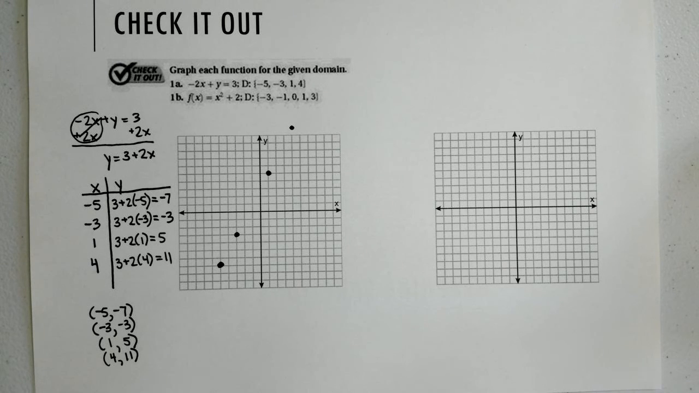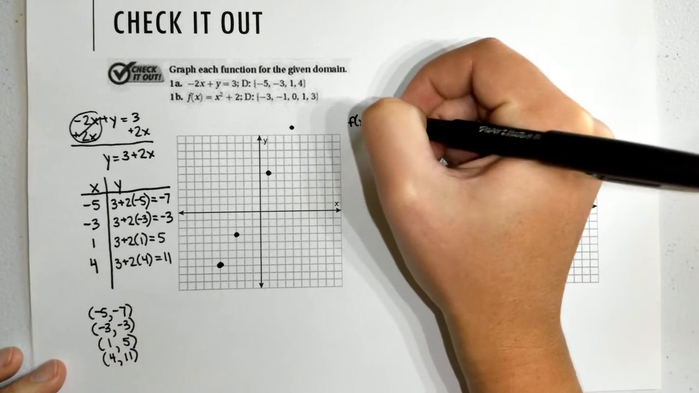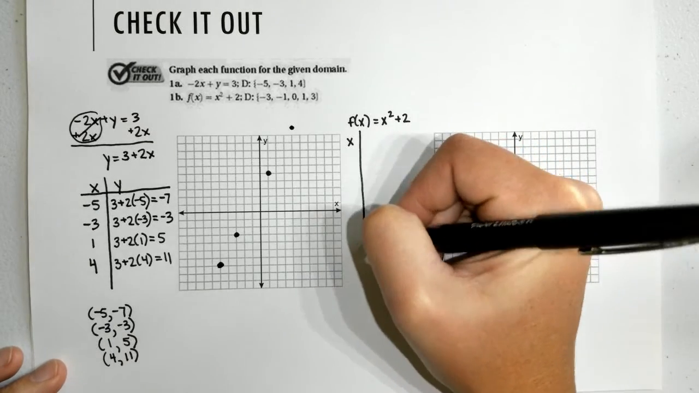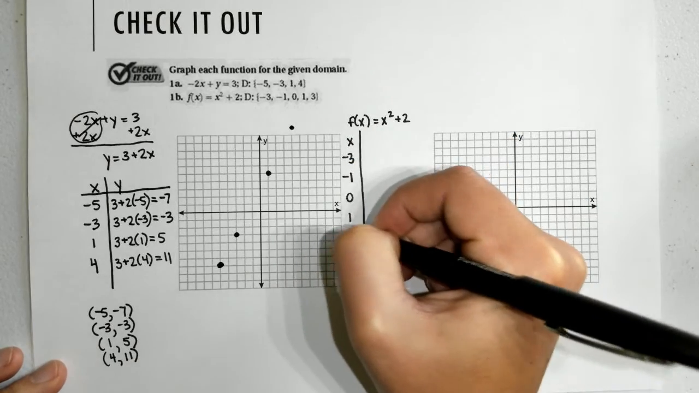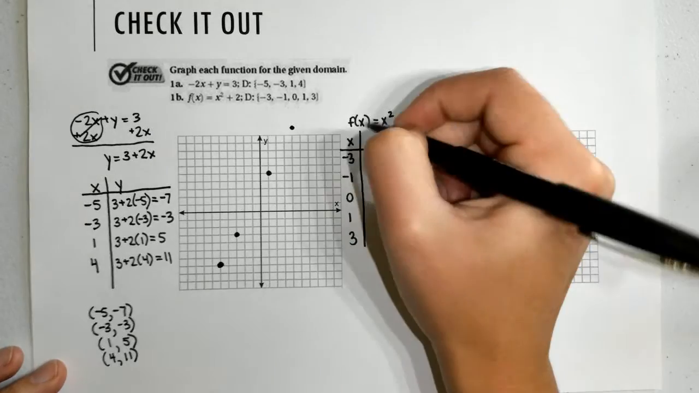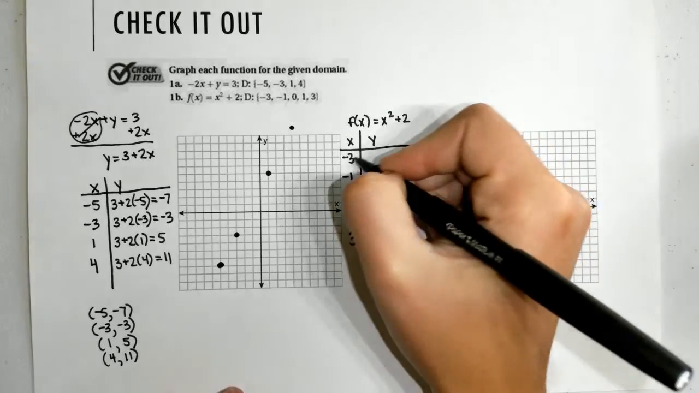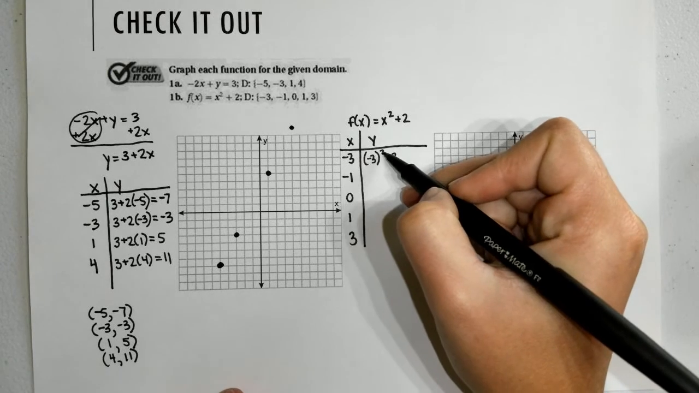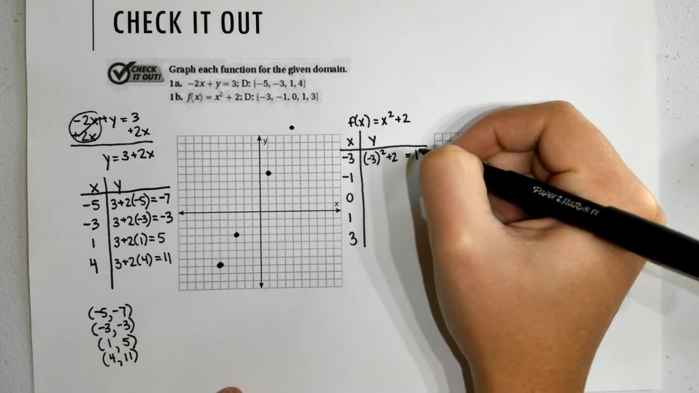Second one, our function is f of x equals x squared plus 2. So I'm going to list out my x values. So my x values are negative 3, negative 1, 0, 1, 3. And then I'm going to go find my y values, or my f of x. So, negative 3, I'm going to have negative 3 squared plus 2. Negative 3 times negative 3 gives me a positive 9, plus 2 gives me 11.